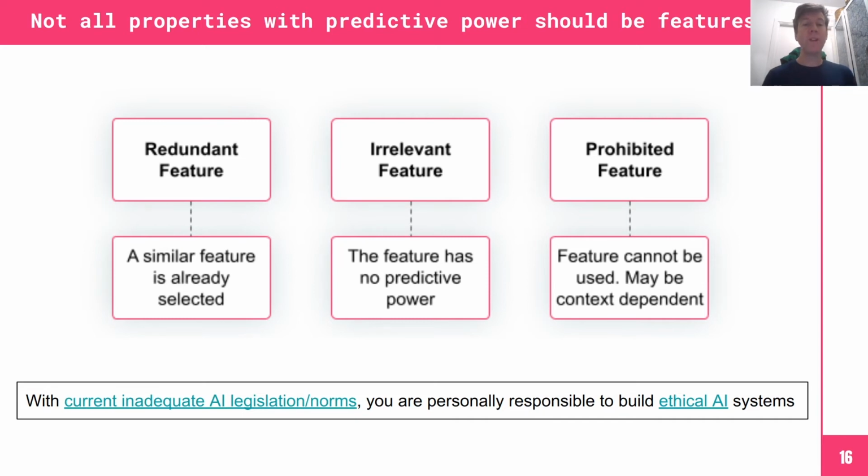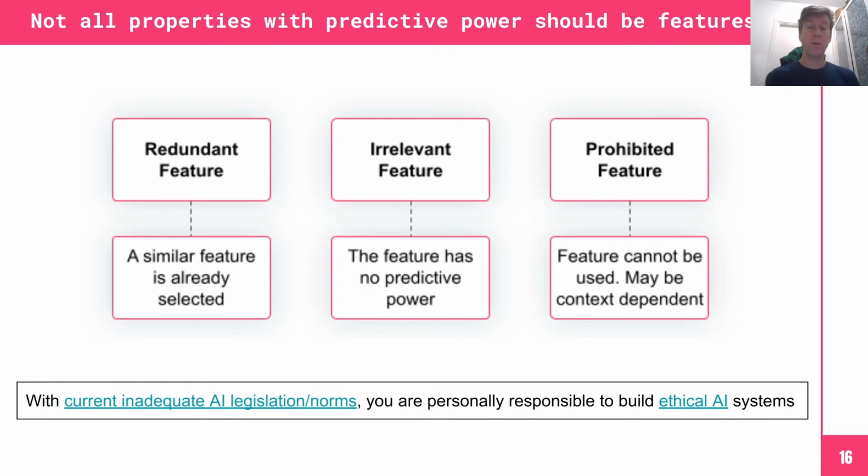Now, not all features are useful. Not all the properties that have predictive power should be features either. You can have a feature which is redundant. You might have similar features already there, so why add a new one? It costs more compute. It mightn't train as well. You can have irrelevant features, pieces of information that just don't help predict. And we saw the example earlier of the weight of the fruit. It doesn't really have any predictive power whether it's an apple or an orange.